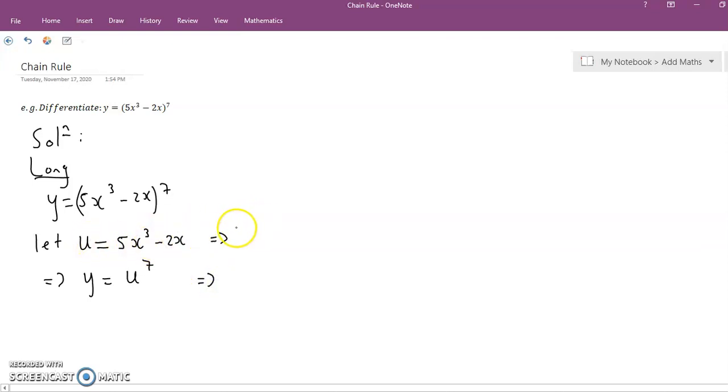This is u in terms of x, so we could find du dx, which we know is 15x squared, reduce the power by 1 and bring down the whole power, so 5 by 3 is 15, minus, this is x to the power of 1, so it becomes 2. And this is now y in terms of u, so we can now find dy du. So this becomes, you bring down the 7u to the power of 6.